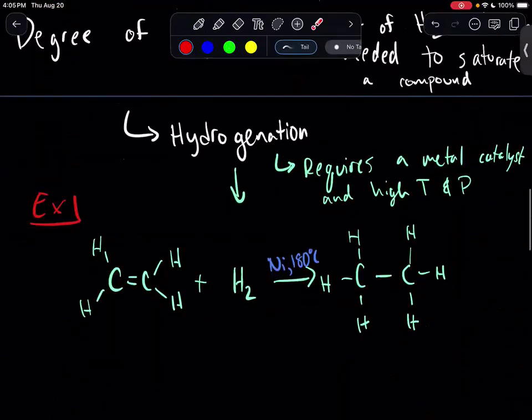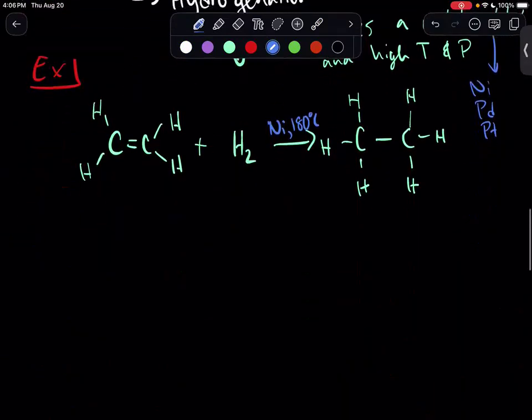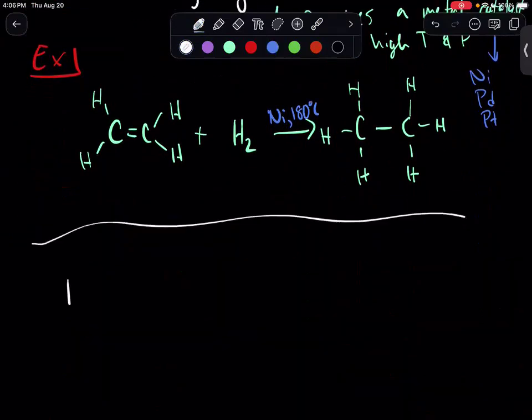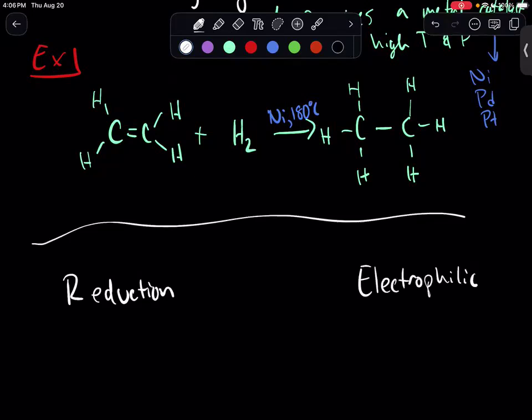A couple other things is that often the metals that we use for this could be common ones you'll see on the DP exam: nickel, palladium, and platinum. Those are going to be the very common ones you see that act as catalysts for this. So I mentioned that this is not electrophilic addition. This is just reduction. So what we're looking at, and remember, reduction can be the addition of hydrogens to lower the oxidation state of that carbon.